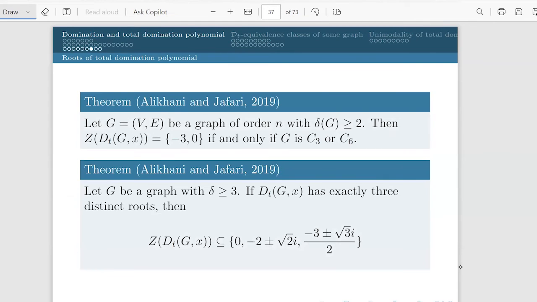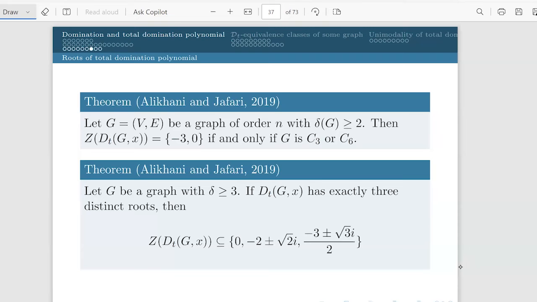Here we have another theorem about the characterization of graphs with two total domination roots, and these two are -3 and 0. If G is a graph of order n with minimum degree at least 2, then -3 and 0 are all the roots of the total domination polynomial of G if and only if G is C3 or C6. So this one is characterized by this theorem.